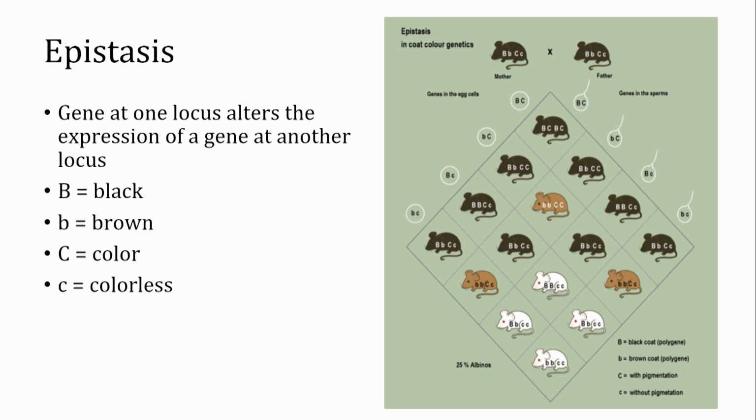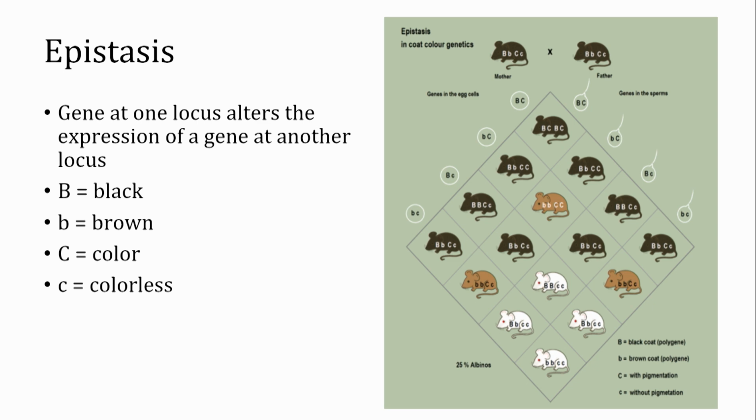But in epistasis, a gene at one locus alters the expression of a gene at another locus. So not only do you have a gene for color of fur, but you also have a gene for whether you're going to be pigmented or not. And that's what those C's over there are standing for. If you have a capital C, that means you're going to show some color. It can be black or brown. If you are totally recessive for the pigmentation gene, so if you have two little c's, you're going to be white regardless of what those other alleles are.